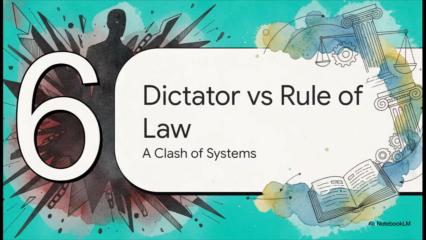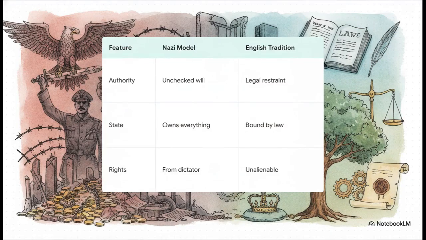And that brings us to our final section, number 6, dictator versus rule of law. If you lay these two models side by side, it is a night and day difference. The clash is absolute. Over in the Nazi totalitarian model, authority comes strictly from unchecked will and raw force. The state owns everything, and your rights only exist if the dictator says they do. But in the English constitutional tradition, authority comes from inherited legal restraint, the parliamentary process, and due process.